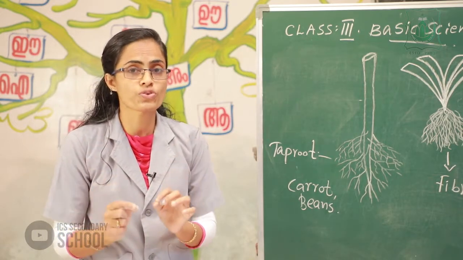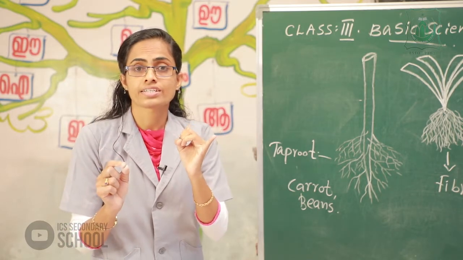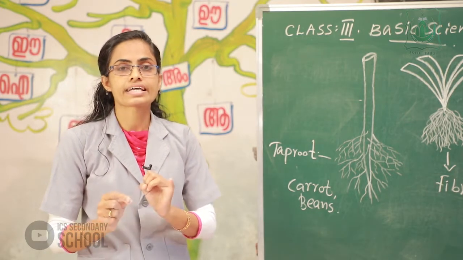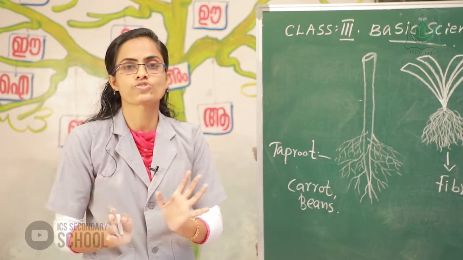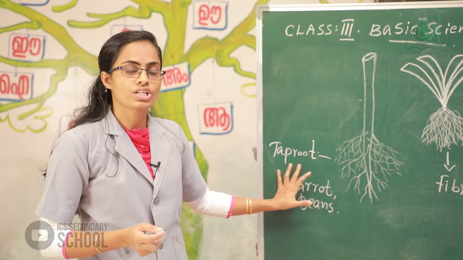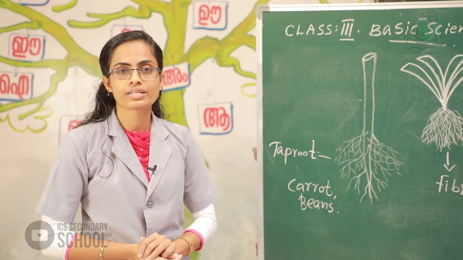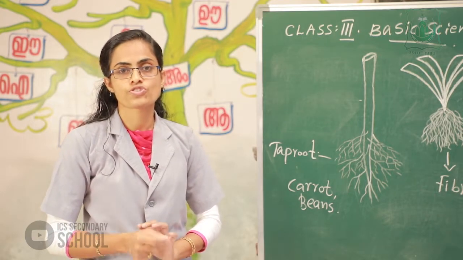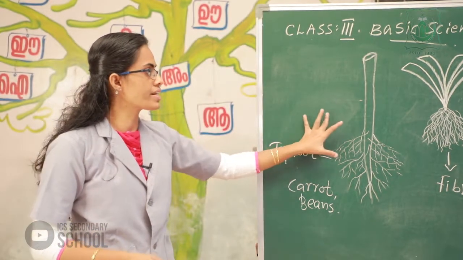Then what are the functions of root? The roots help to fix the plant to the ground, and the second one, to take water from the soil and send it to other parts of the plant. The root also stores extra food, like beetroot, carrot and radish. Clear? These are the different types of roots.